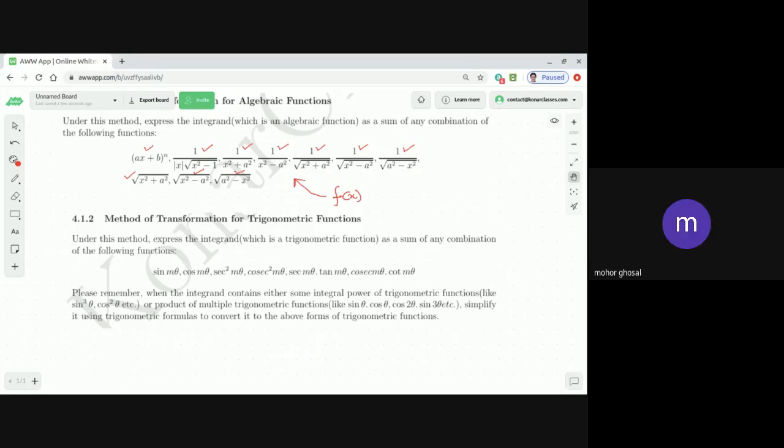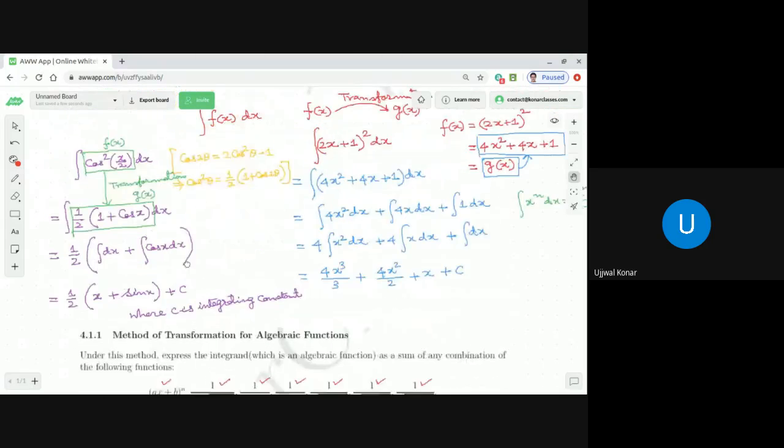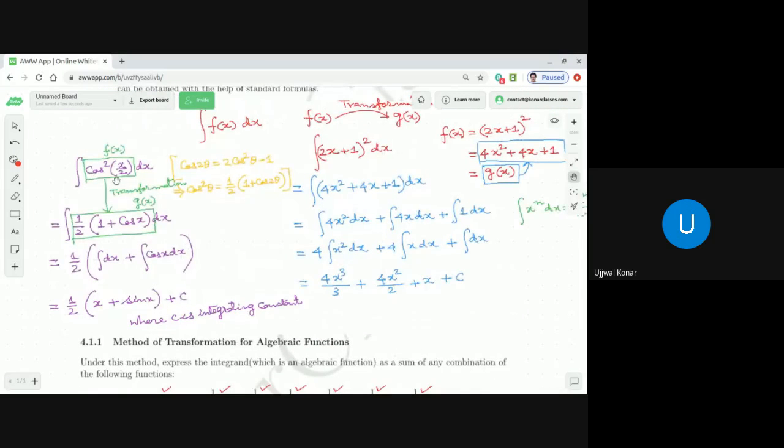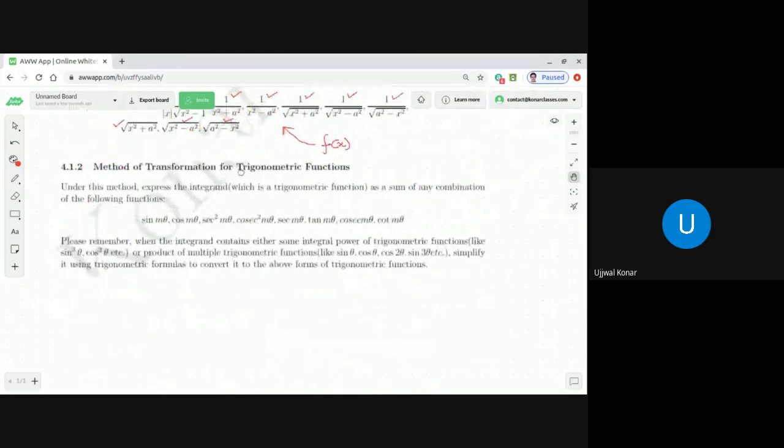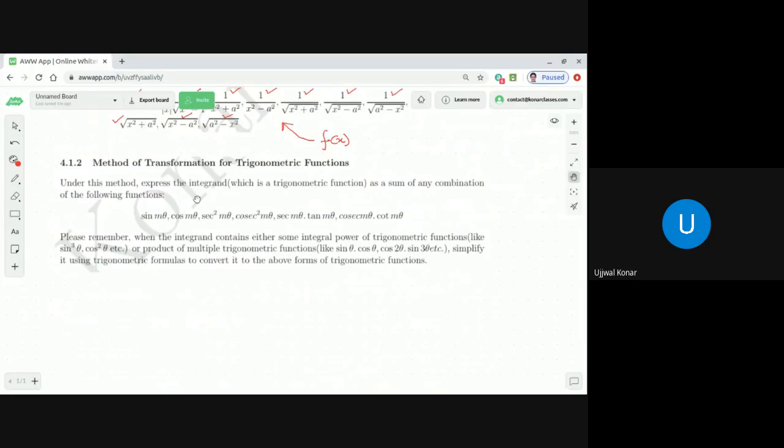Okay. What we did here, if you look into our example, cos square x by 2 was given. But what we transformed it into was the form of cos, exactly what has been guided here. Method of transformation of the trigonometric functions. Under this method, express the integrand, which is a trigonometric function, with respect to the example, it is cos square x by 2, as a sum of any combination of the following functions. Cos m theta was there, na? That's what we did. m was 1 in that case. Okay. Correct? Yes. So these are the guidelines.